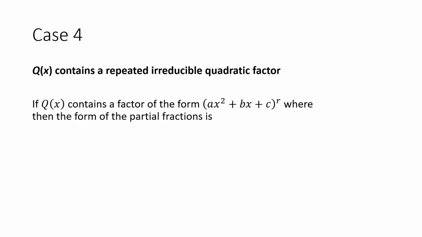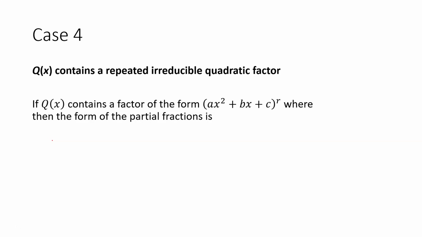So the final case that we want to consider with partial fractions is the case when we have a repeated irreducible quadratic factor. So in other words, our irreducible quadratic, ax squared plus bx plus c, contains the power of r. So this is really just putting together the rules that we had before for the case when we had repeated factors with the rule that we had for the irreducible quadratic factors.